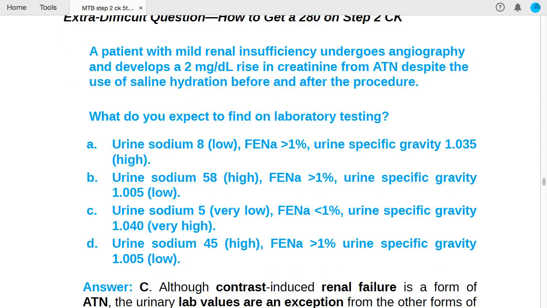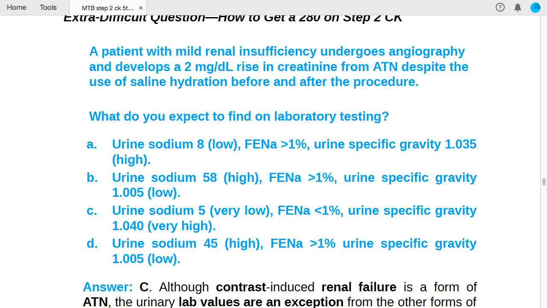Is it urine sodium low and fractional excretion more than 1 and urine specific gravity of 1.035, meaning high specific gravity, or low specific gravity, or low sodium and low fractional sodium? Here your correct answer is urine sodium which is very low, fractional sodium which is less than 1%, and specific gravity very high. So in that case, this should be the result. If your patient's creatinine rises, the urine sodium is very low. Fractional excretion of sodium is less than 1%. And definitely the patient must have very high specific gravity.